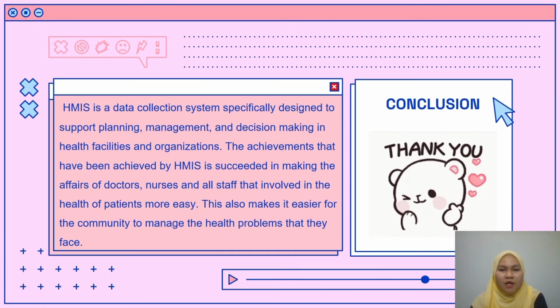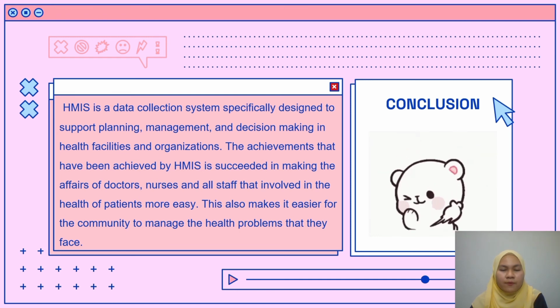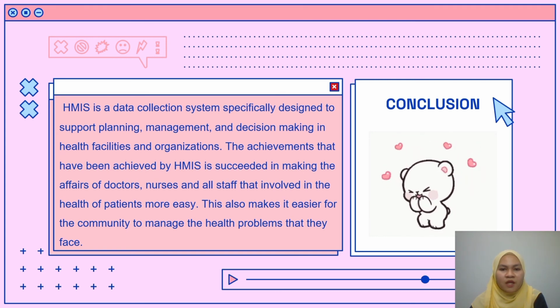The last one I will present is the conclusion. HMIS is a data collection system specifically designed to support planning, management, and decision-making in health facilities and organizations. The achievement of HMIS is that it succeeded in making the affairs of doctors, nurses, and all staff involved in the health of patients easier. This also makes it easier for the community to manage the health problems that they face.